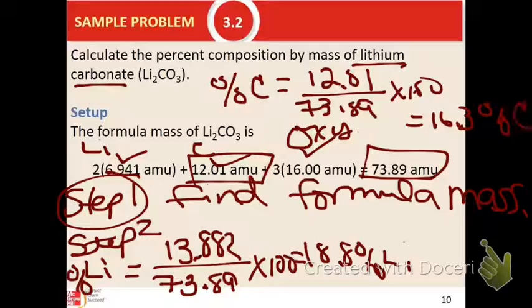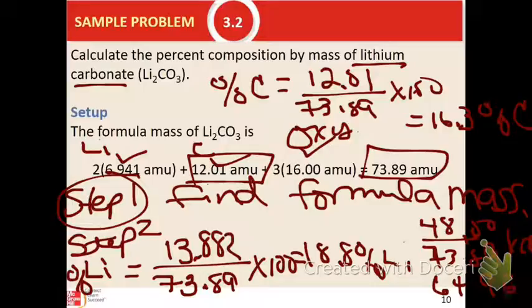16.3% carbon. And you're going to do the exact same thing for oxygen. 3 times 16 is 48, divided by 73.89, times 100 gives you 64.96, which is 65% oxygen. Okay?